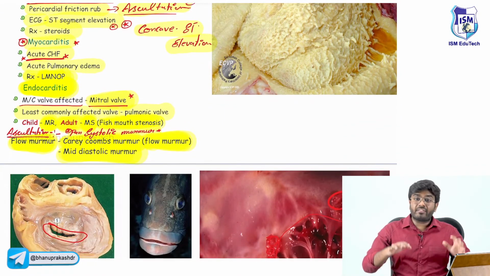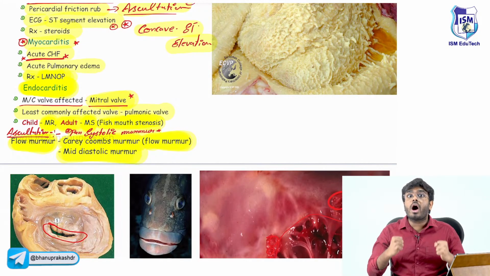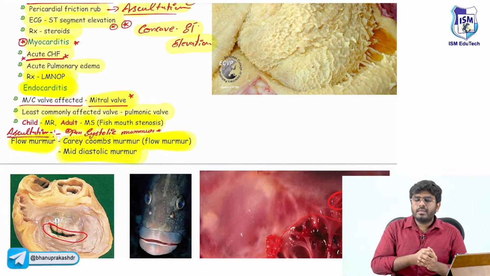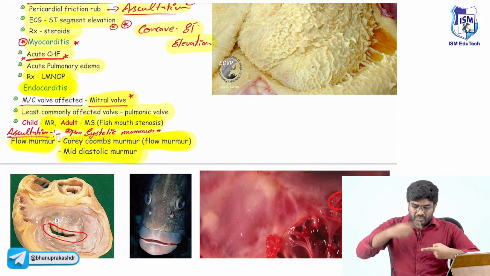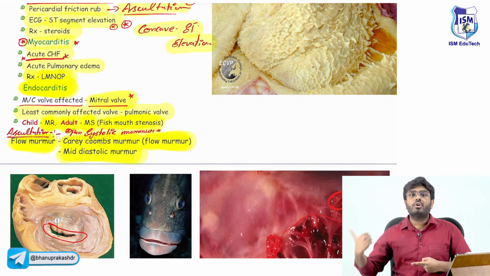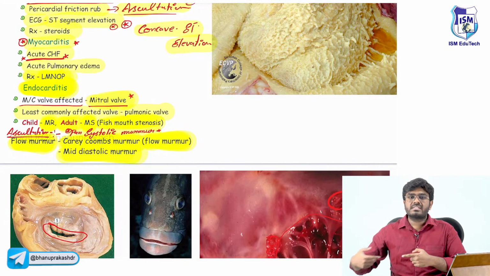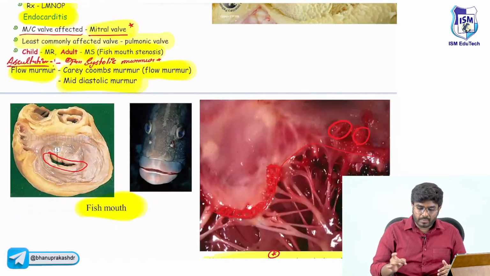And very important for the students is endocarditis. Endocardial involvement, the valvular involvement. Which valve is going to be most commonly infected? Not infected, inflamed: the mitral valve. Initially there will be mitral regurgitation. With more attacks, there will be mitral stenosis. So in the acute phase, mitral regurgitation; in chronic phases, mitral stenosis. What kind of stenosis? Fish mouth stenosis of the mitral valve.